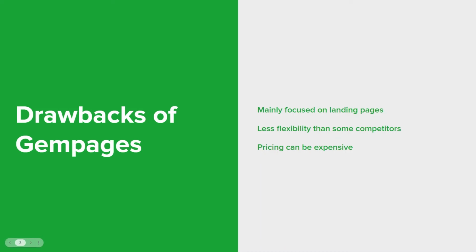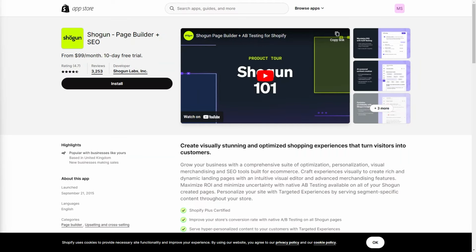But overall, Gem Pages is a really powerful landing page builder that can help Shopify store owners create beautiful and conversion-focused pages without the need for technical expertise. But if you need the most flexibility or are on a tight budget, there are other options that might be worth exploring. So now let's take a look at Shogun.